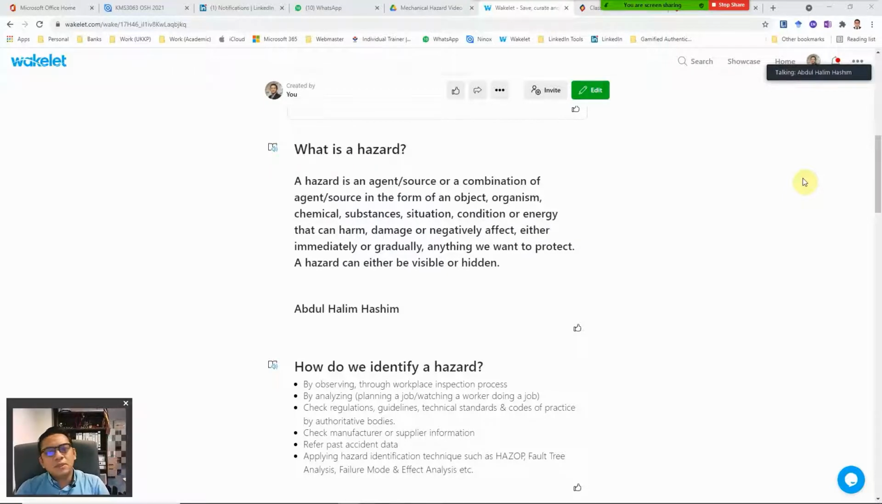So this is something that we need to identify, because a good safety management is basically where the organization is able to identify what would be their hazards that exist in their workplace. And then the next question that would come up is, how do we identify a hazard?